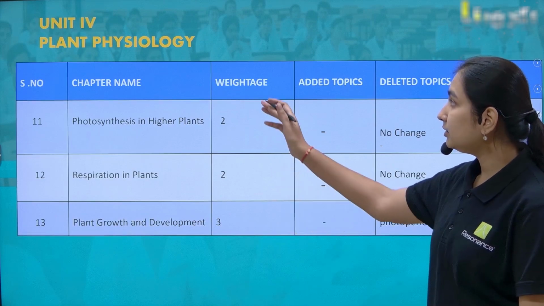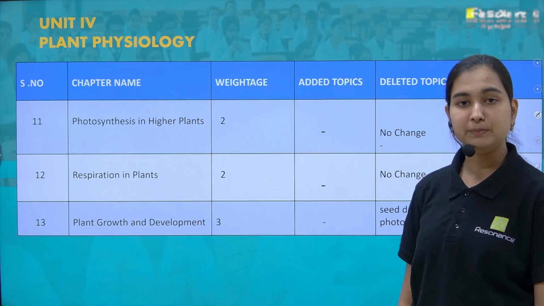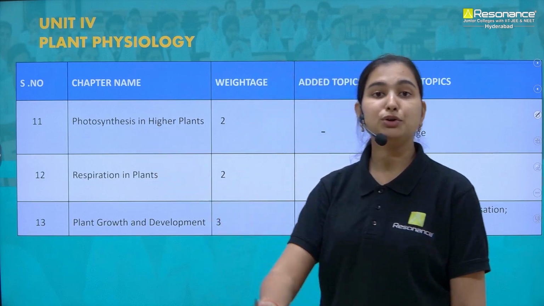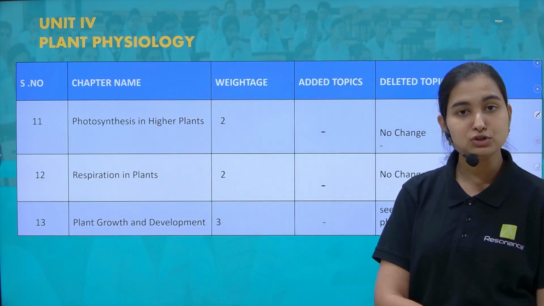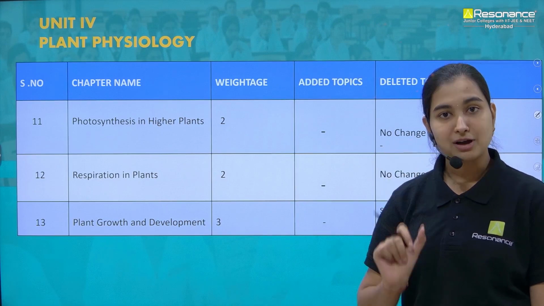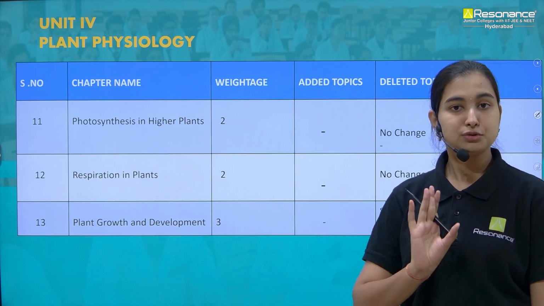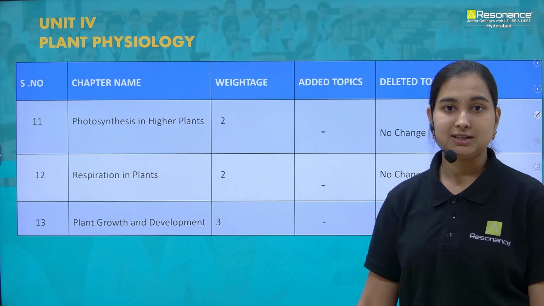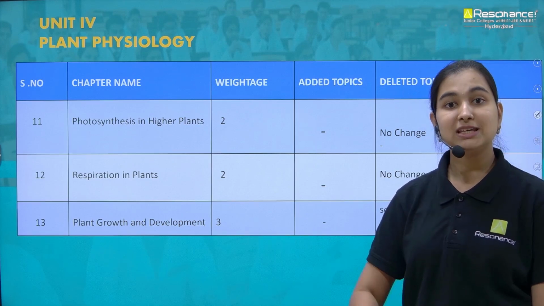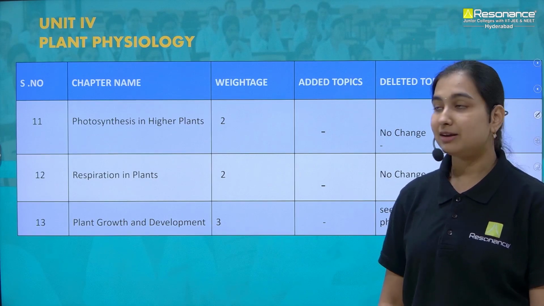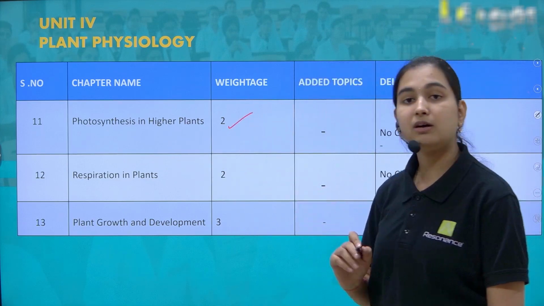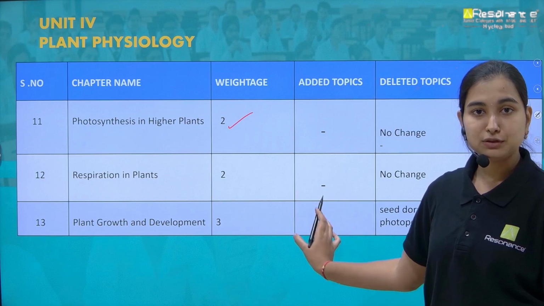So here is unit 4, plant physiology. In this we have photosynthesis. As I told you earlier, we used to have 2 more chapters in the old NCERT, that is transport and mineral nutrition. These 2 chapters are completely deleted. You don't have to read them. In your new NCERT textbooks, they are not even present. Got it? Now for photosynthesis, the weightage is 2 questions, and here also there is no change.